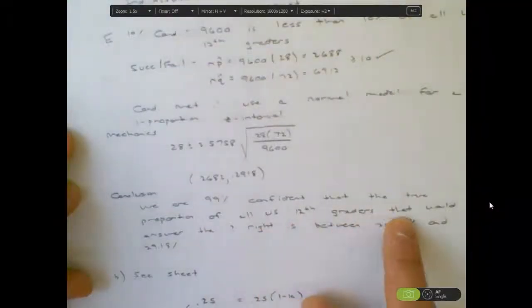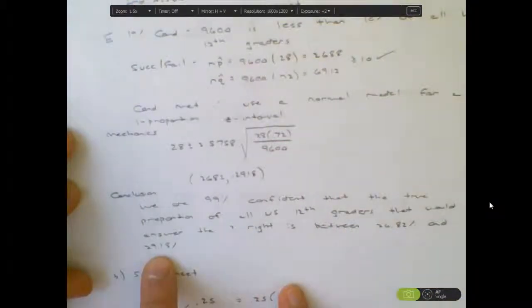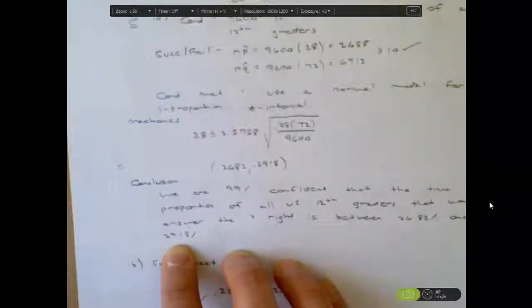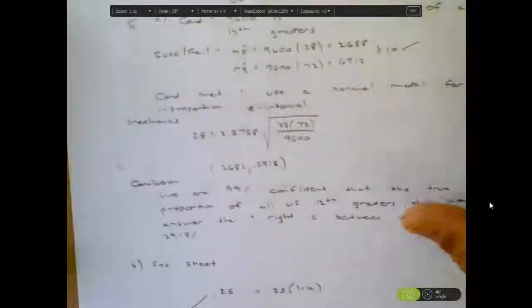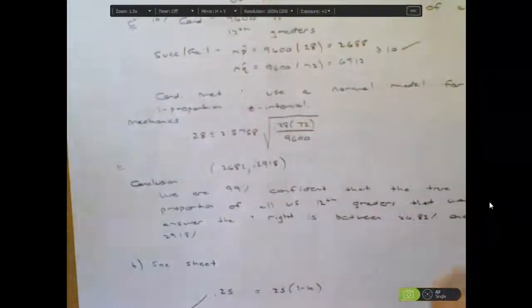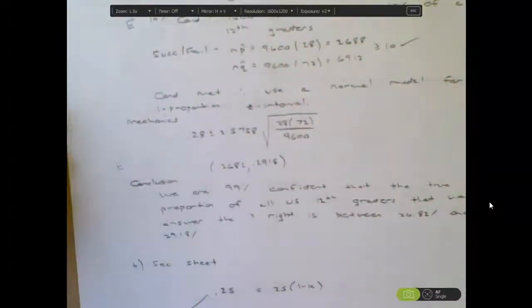Okay, conclusion. We are 99% confident that the true proportion, there's me talking about the parameter, of all US 12th graders that would answer the question right is between 26.82% and 29.18%. So I've done those 2 components. That's going to earn me essentially correct. Right now, that's 2 points on this question, which is 6.25 composite points. Again, you typically need somewhere in the high 30s, low 40s to earn a 3 for a composite score. So earning 6 points on this one question is huge.